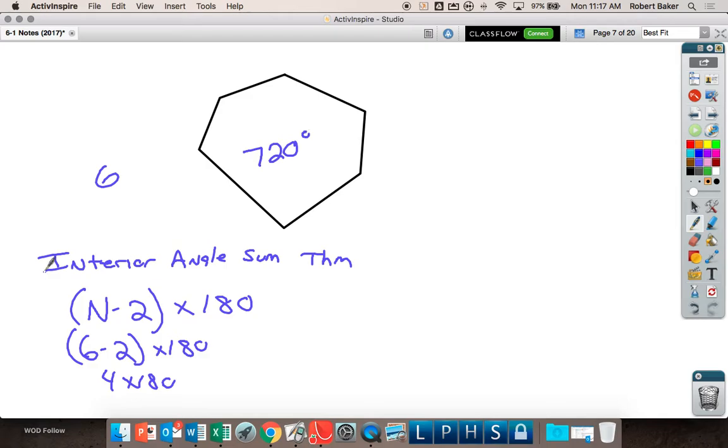This is the main meat right here, your new formula, instead of drawing diagonals every time. So you don't necessarily need a picture or diagram to calculate the interior angle sum of a figure.